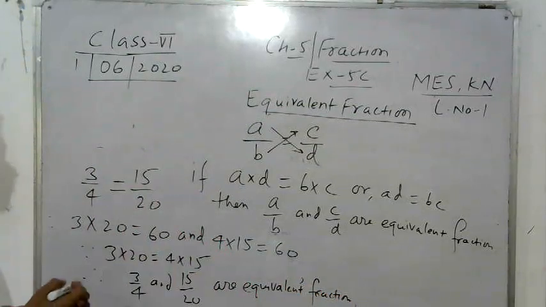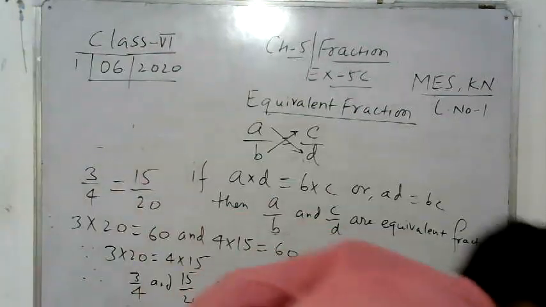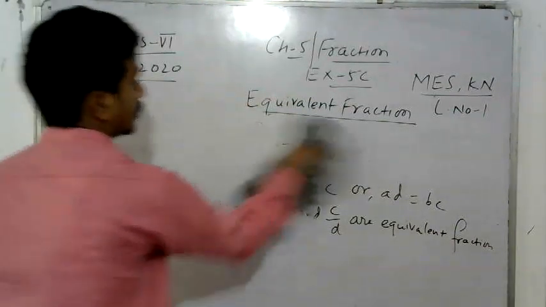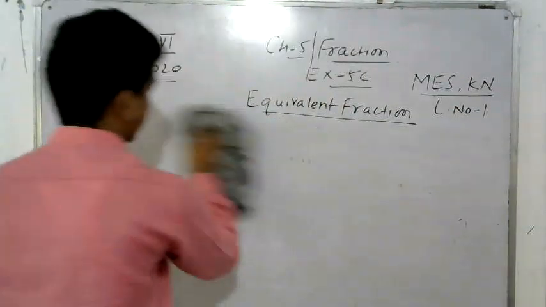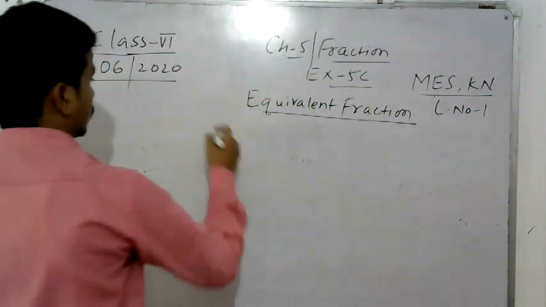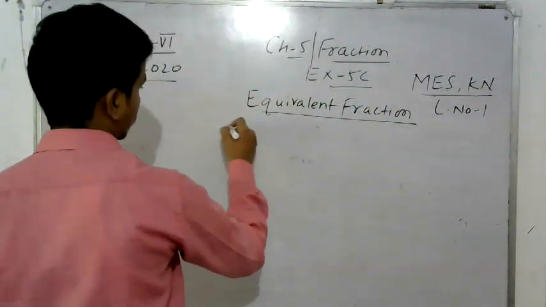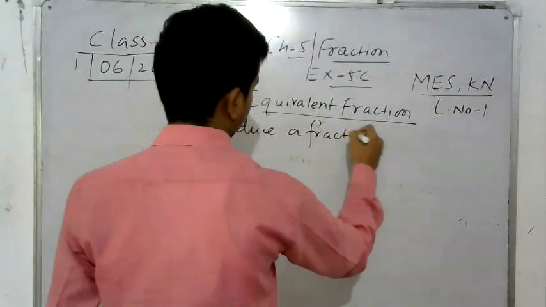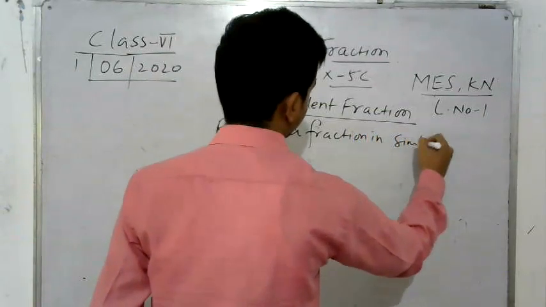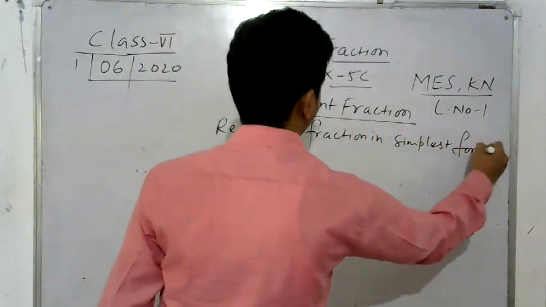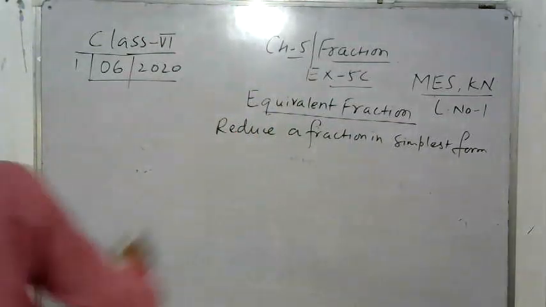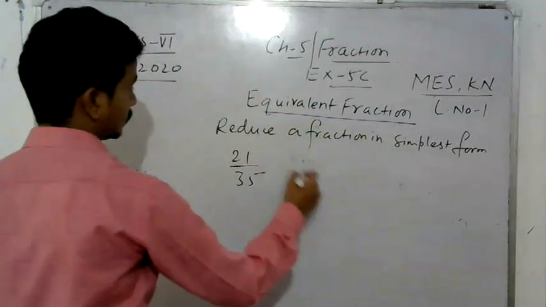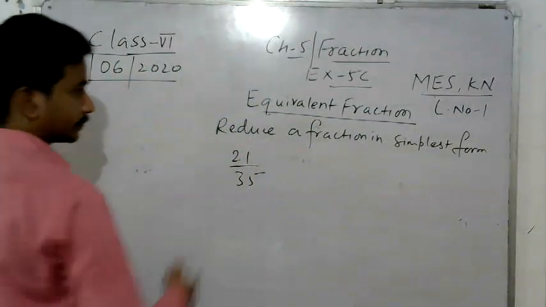Okay. You can make a note of it. Now we will see how to reduce a fraction to its simplest form. Suppose 21 by 35. We have to convert it into simplest form. How will we do it?